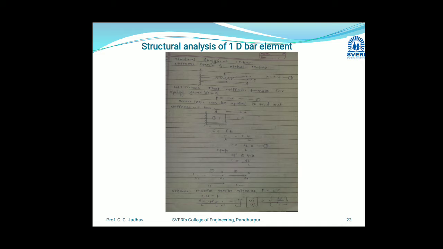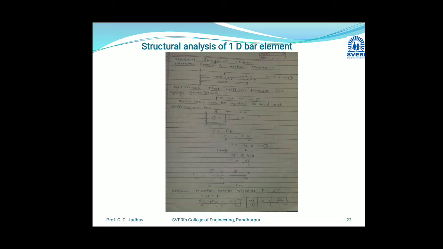From the spring we get equation 1, that is P is equal to K into u, and from the simple one-stepped bar we get equation 2, that is P is equal to AE by L into u. From these two equations we get the stiffness K factor equal to AE by L.